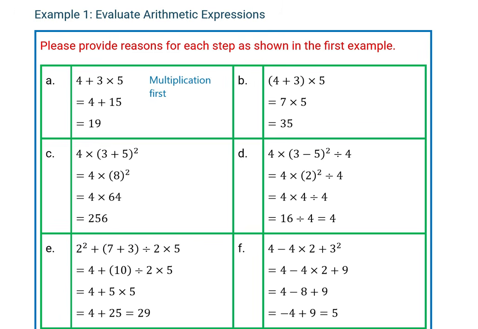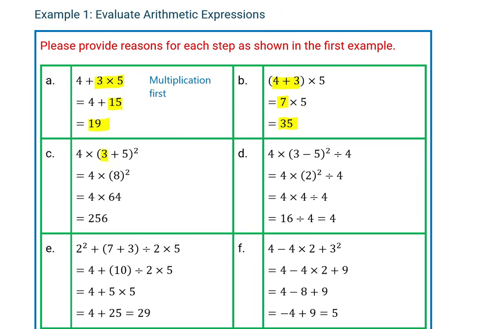4 plus 3 times 5. First you'll do multiplication. So 3 times 5 gives you 15, and now add 4 and 15 to get the result 19. In the second question, we have within brackets 4 plus 3 and then times 5. So we operate on 4 plus 3, which is 7, and then multiply by 5 to give 35.